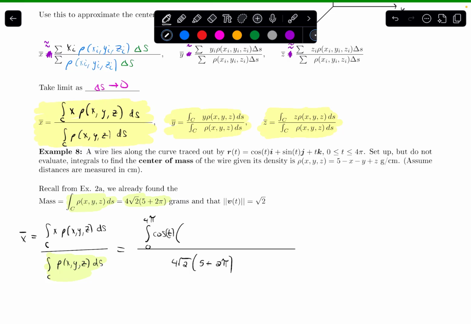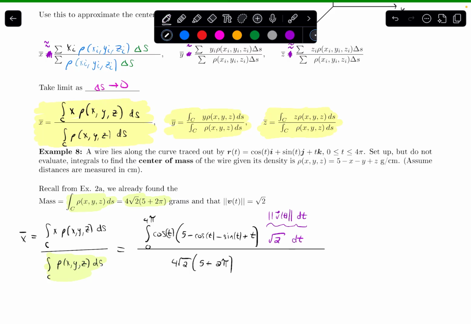So I'm multiplying several terms, so I'll put a parentheses. 5 minus x is cosine t, minus y is sine t, and then plus z is just t. Close the parentheses. Need a little more room, and then remember ds? ds is the magnitude of velocity dt. We figured out the magnitude of velocity in a previous example. It's the square root of 2, and then I have dt.